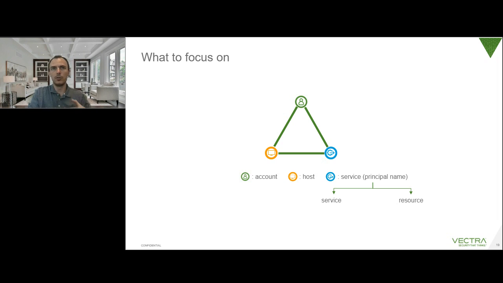Bottom left, you have the host. This is the host that the user account is operating from. And then third and bottom right, you have the service principal name, or the SPN. So this can be broken down into two pieces, the service and the resource, which would be like the host and the realm that the host is in. And you'll see this broken out as the service/resource when you're looking at the traffic or looking at the metadata or the detection.